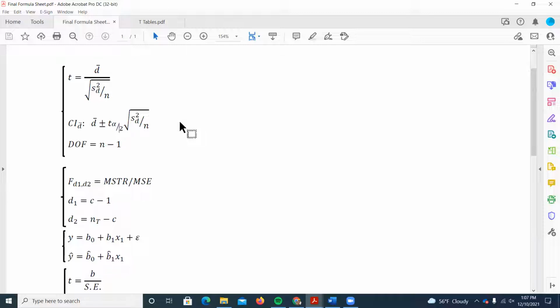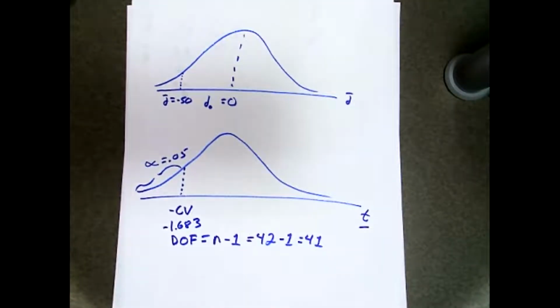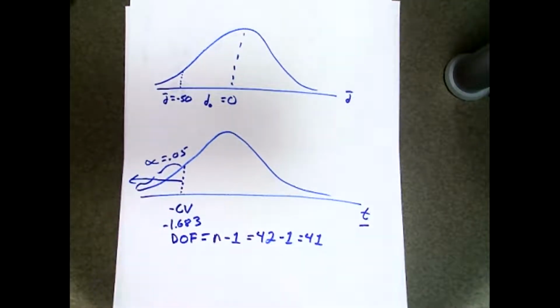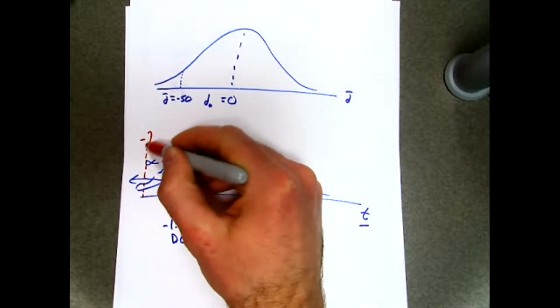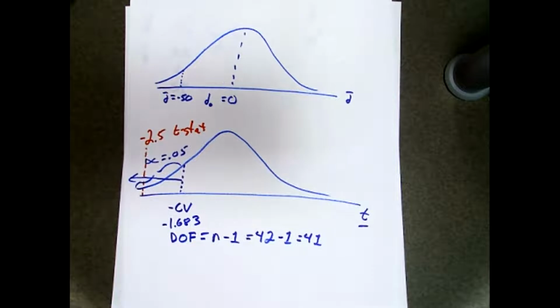Any other questions? I didn't completely finish it, because I found the critical value, but I need to know if I reject the null or not. For a left-tailed test, my rejection region would be the area to the left. The test statistic I said to assume you found was negative 2.5, so that is very clearly in my rejection region. Okay.